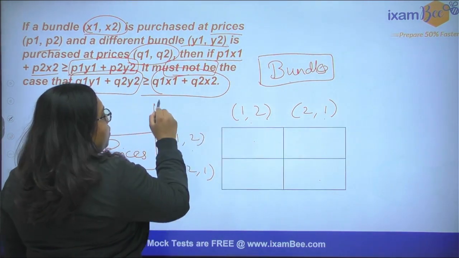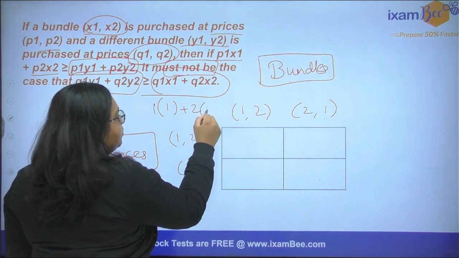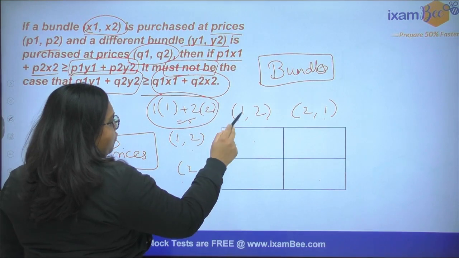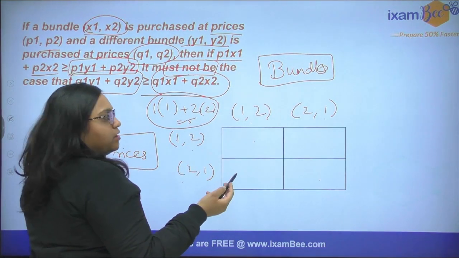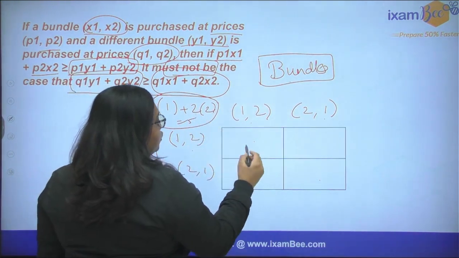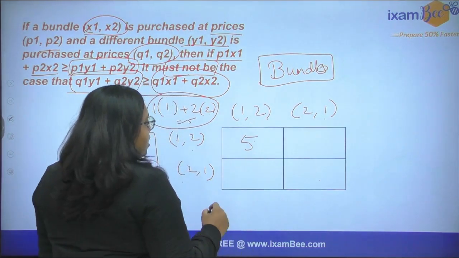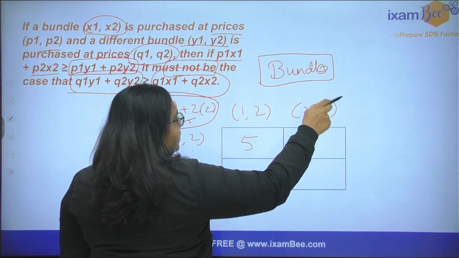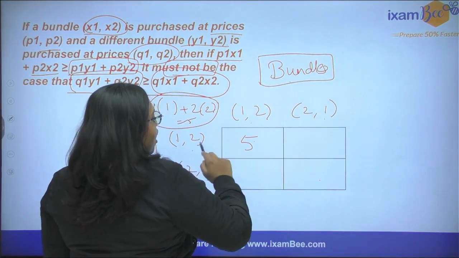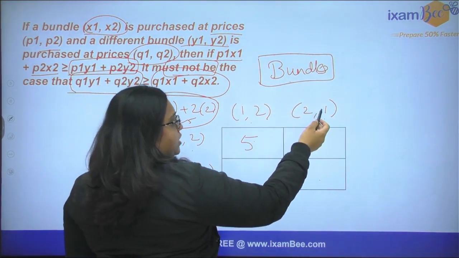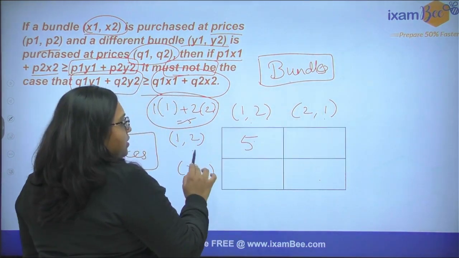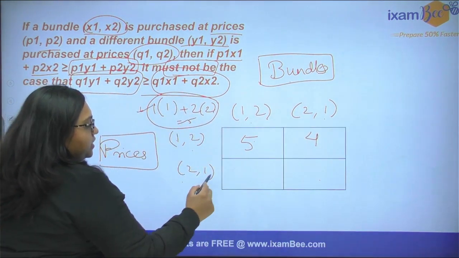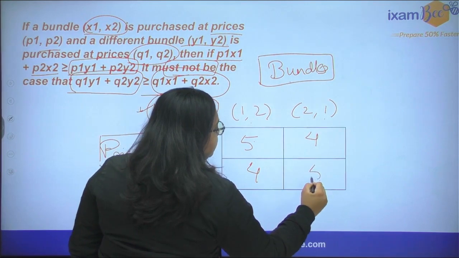It is making 1 times 1 plus 2 times 2, which is equal to 5, right? 1 is the price of X1 and 2 is the price of Y, right? So the total expenditure made here is 5. Now when the prices are (1, 2) and suppose the bundle is (2, 1), then how much expenditure would be made if the consumer were to purchase this bundle? Then it would be 4. You can easily calculate the way I did here. Similarly, in this scenario it will be 4 and here it will be 5.